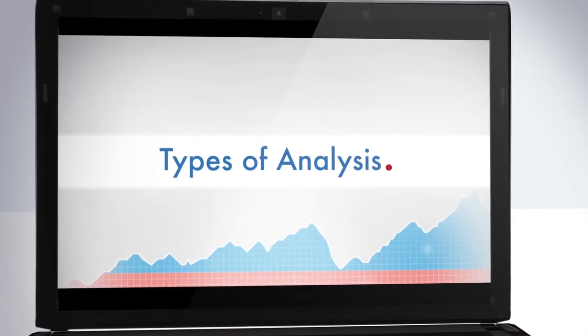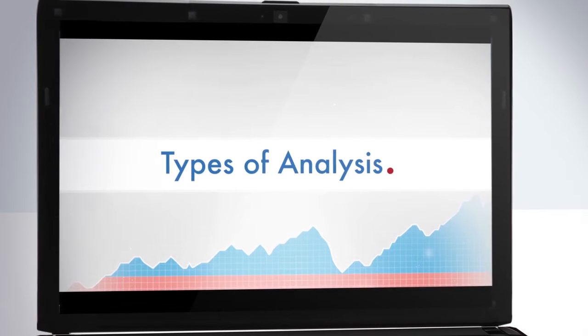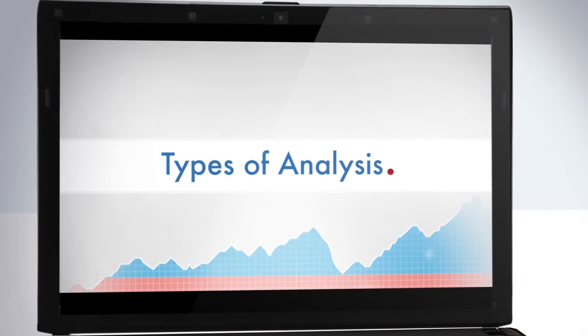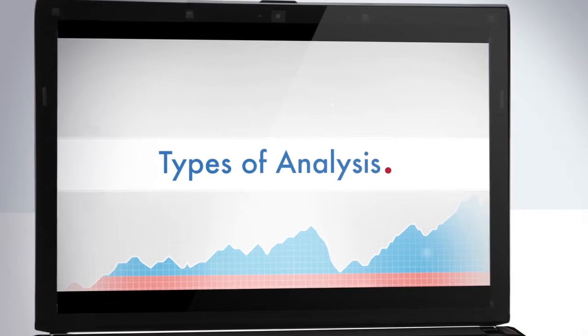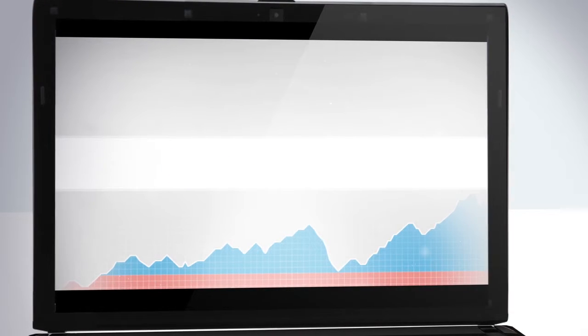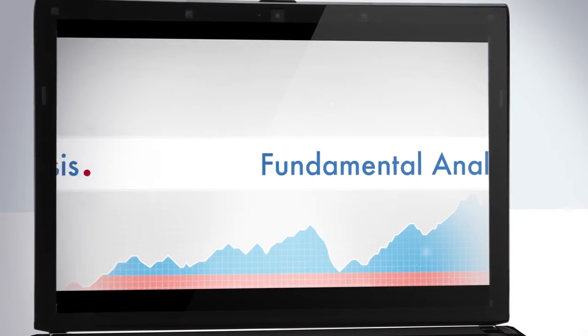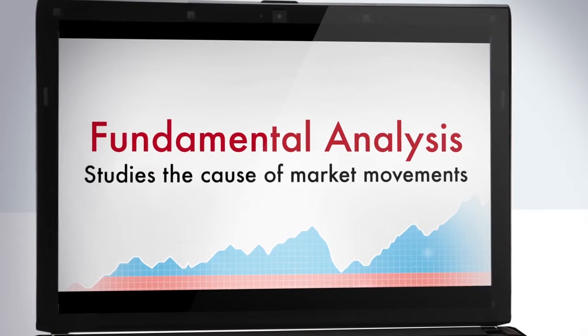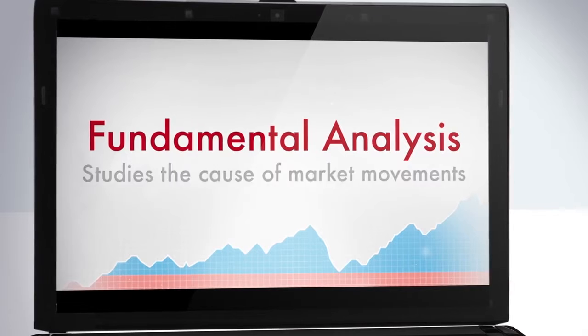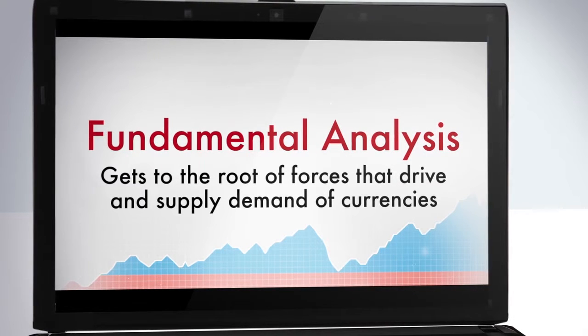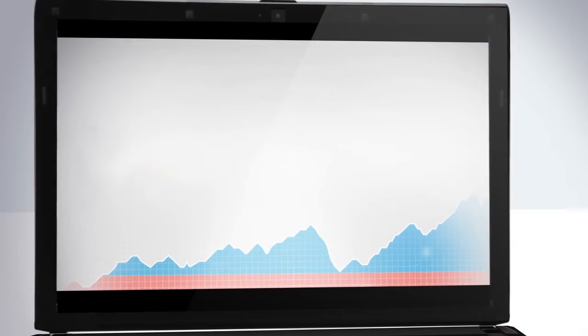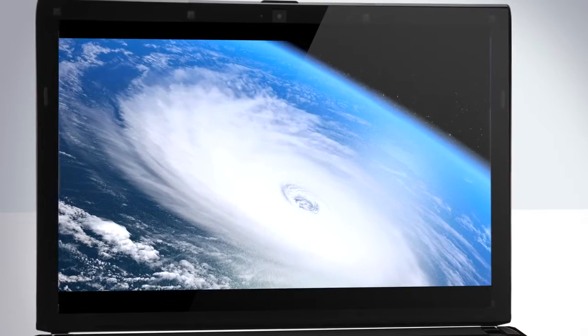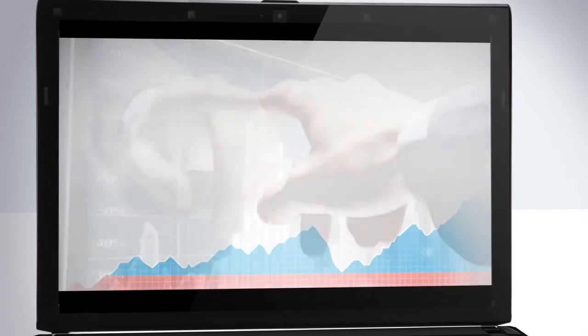Types of analysis. There are basically two primary approaches to analysing the Forex market to help determine what is likely to happen next. They are fundamental analysis and technical analysis. Fundamental analysis studies the causes of market movements and gets to the root of the forces that drive the supply and demand of currencies based upon economic, political, environmental, and other relevant factors.